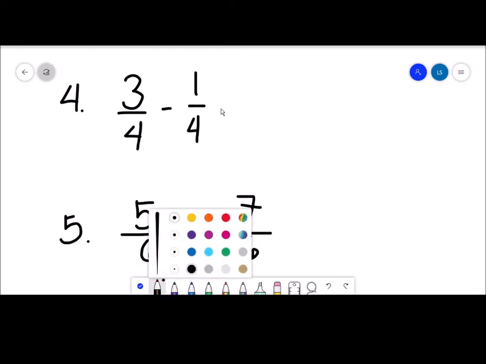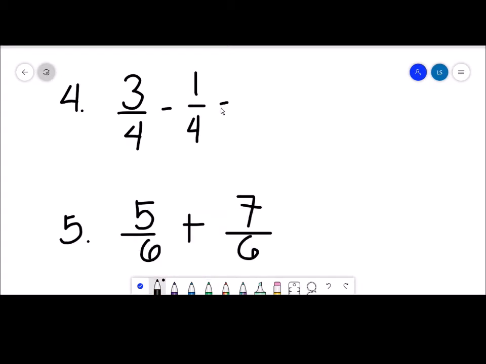Now, let's solve this. So, equal sign. And then the fraction line. So, step 1, subtract numerators. 3 minus 1 is 2. And then, step 2, copy the denominators, which is 4. And then, simplify the answer by dividing both numerator and denominator by GCF. So, our GCF is 2.